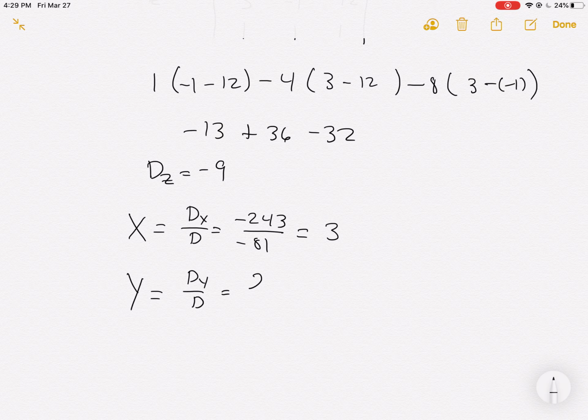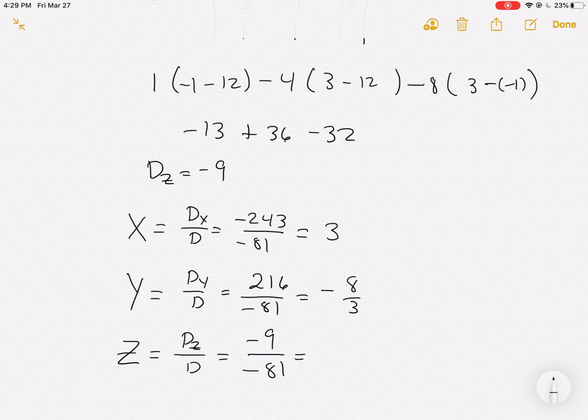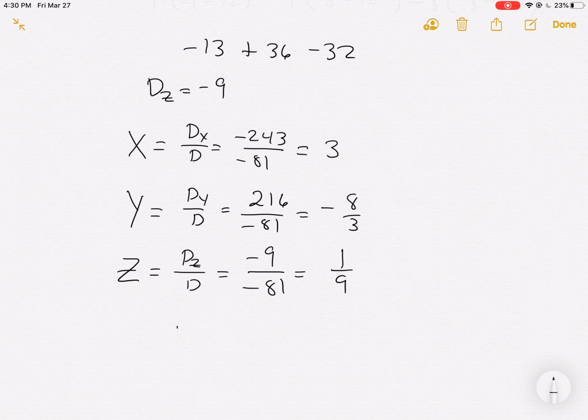Well, if you remember, dy was 216, d is negative 81, and that comes out to a fraction of negative 8/3. And then z is dz over d. And you can see right above that dz was negative 9, d negative 81, and so we see that that is 1/9. So what's our solution? Our solution is 3, negative 8/3, and 1/9.